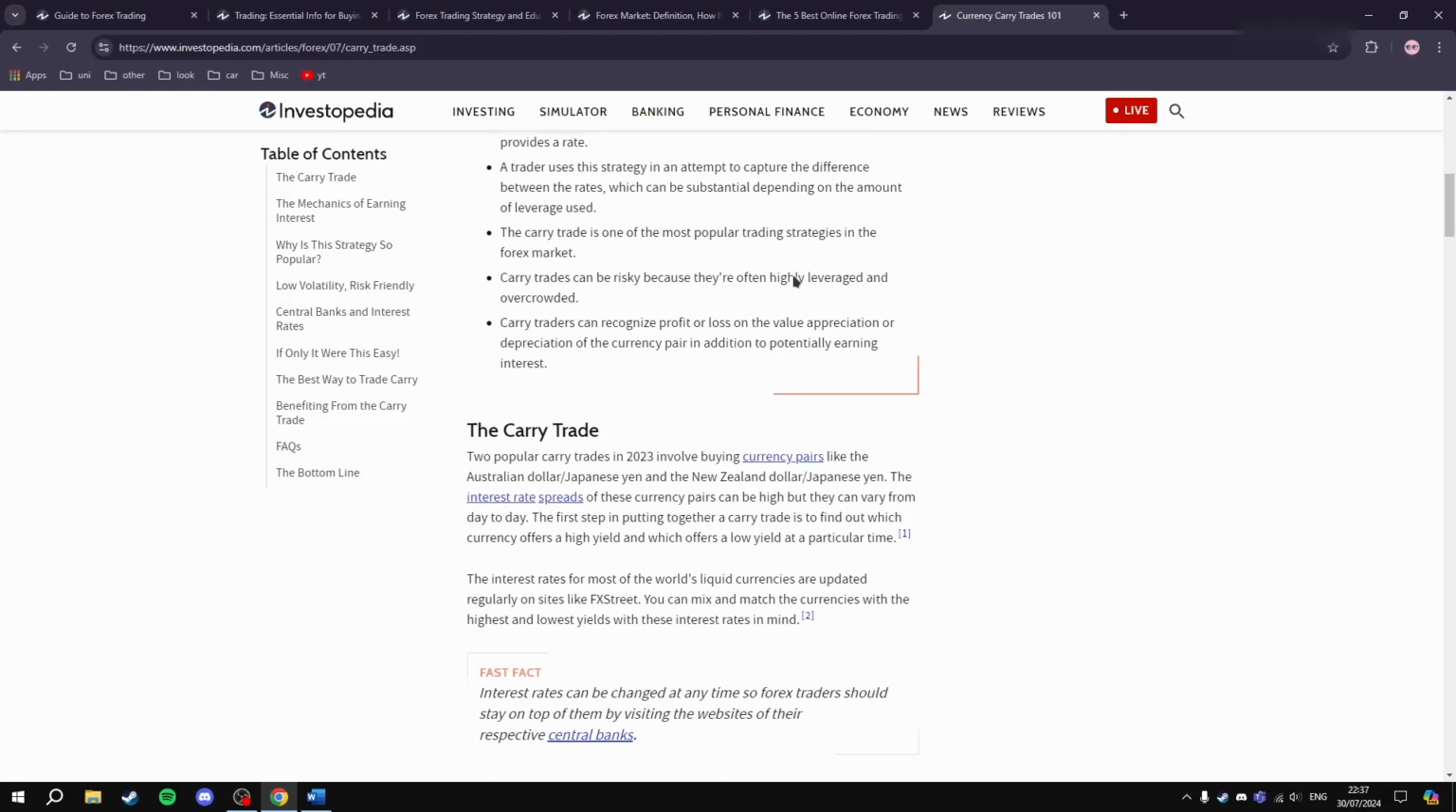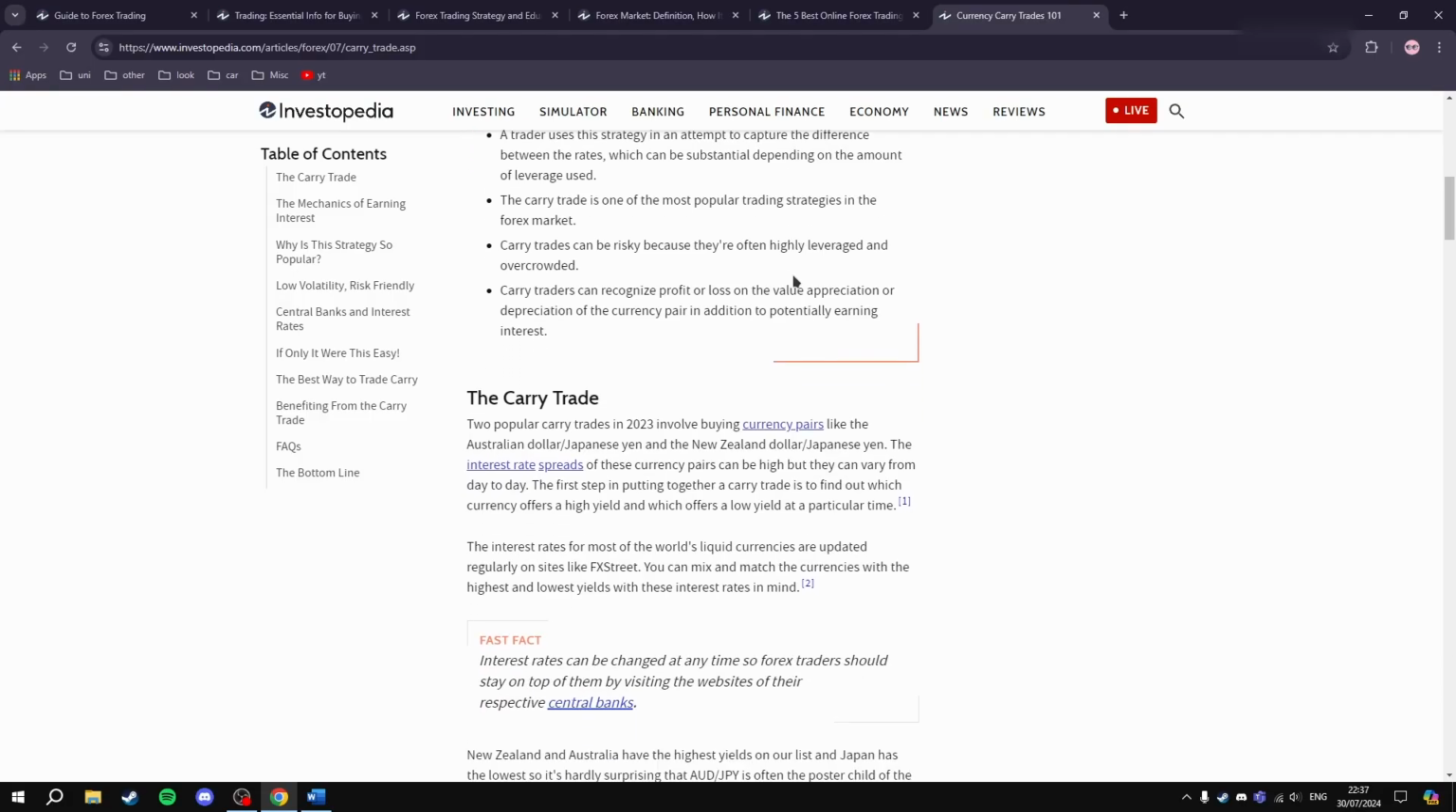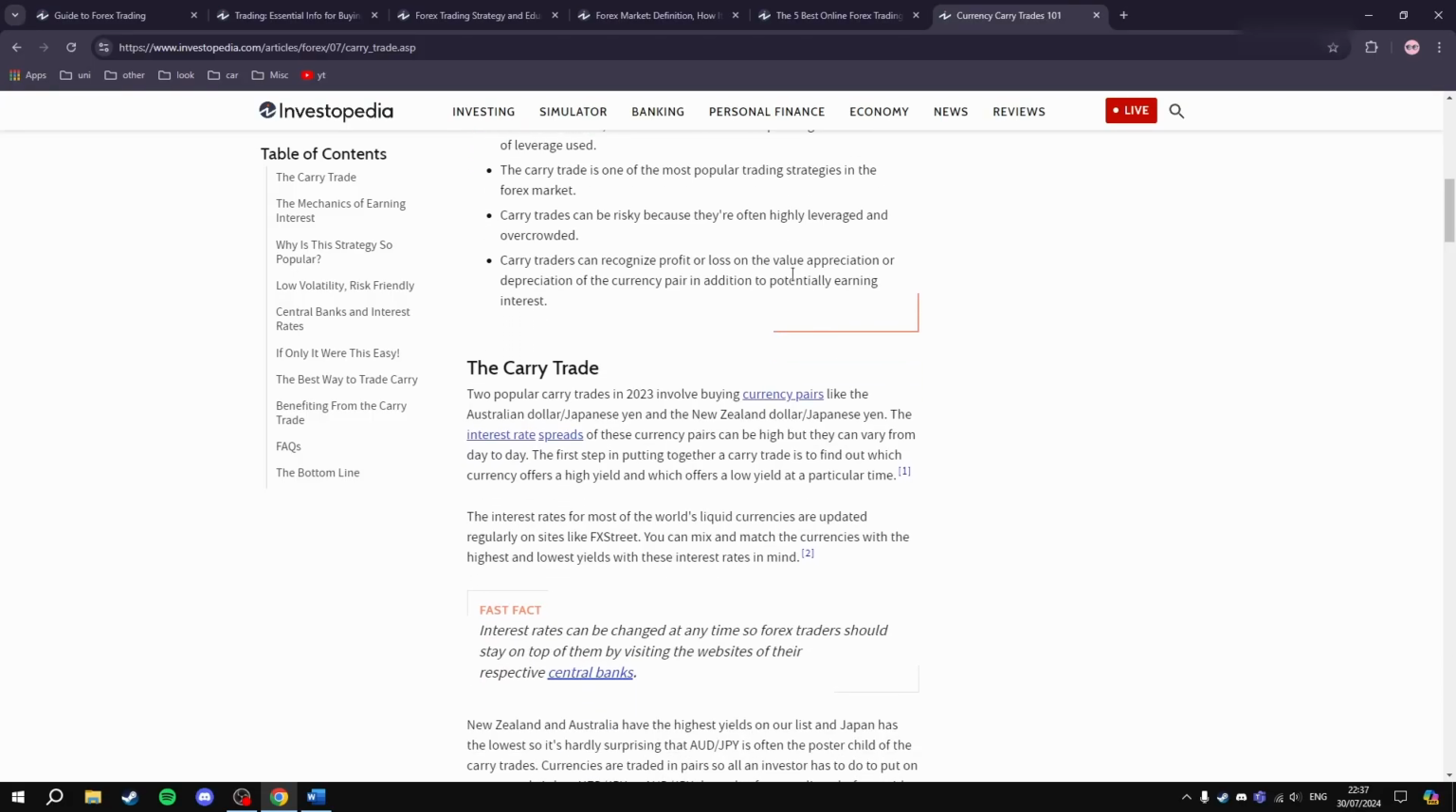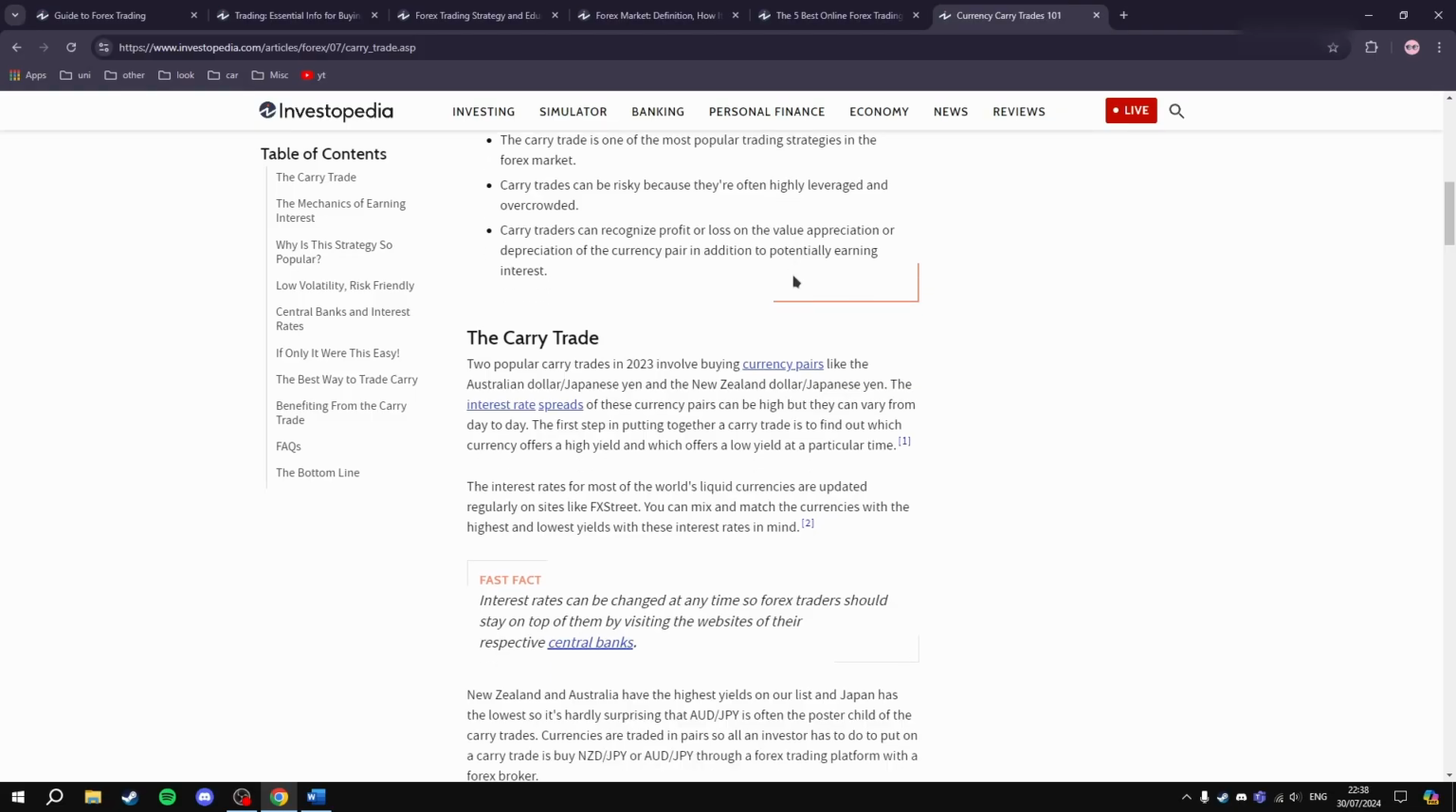So the carry trades. Two popular carry trades in 2023 involve buying currency pairs like the AUD/JPY and the NZD/JPY. The interest rate spreads of these currency pairs can be high, but they can vary from day to day.